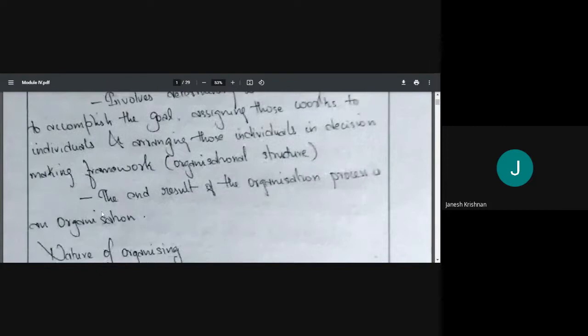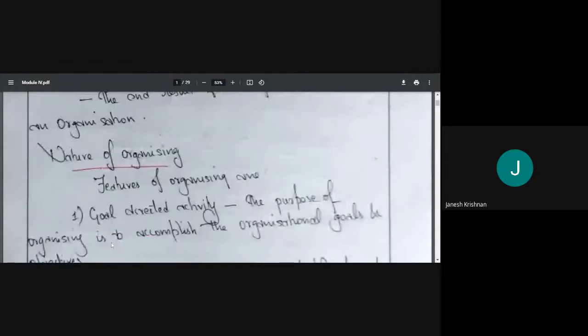So the result of the organizing process is an organization. Okay. What is an organization? An organization is a result of this process. So when we do all this, we have an organization of the arts fest, like that. Okay. Now, what is the nature of organizing? The question might be to note the nature of organizing or the features of organizing. Okay.